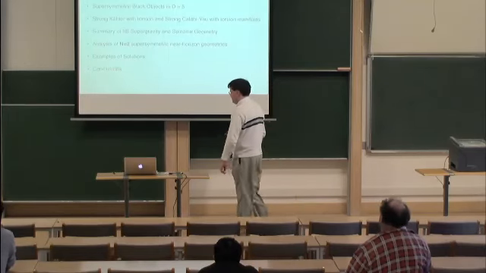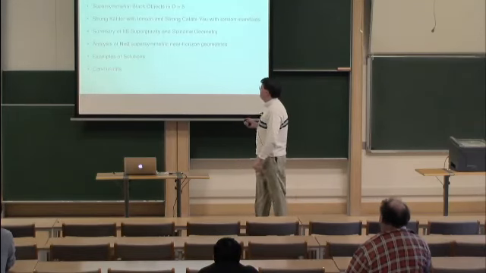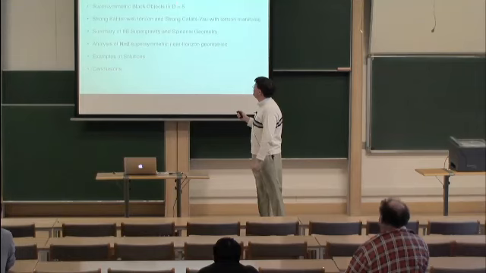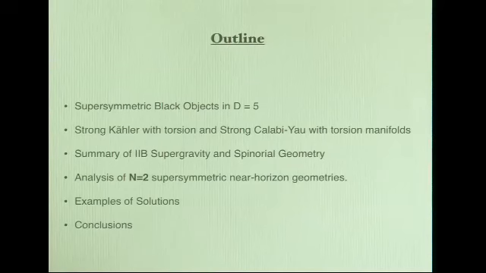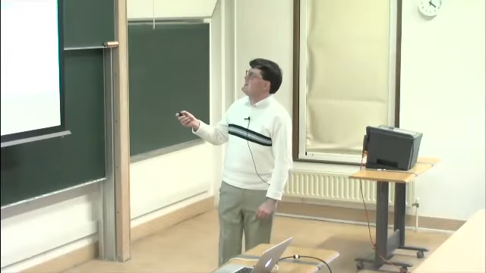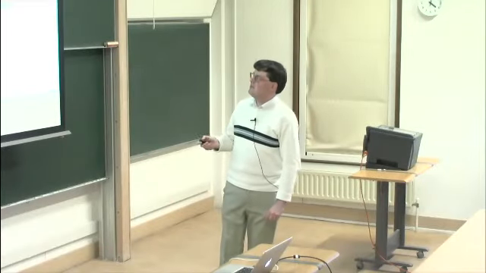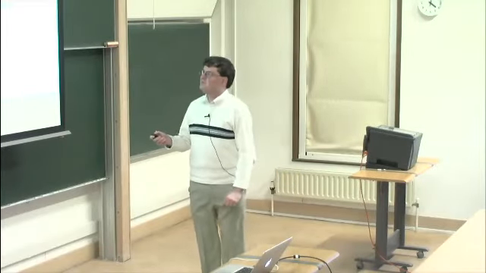Of course, this is particularly interesting in the context of string theory, and the first dimension in which things start to become noticeably different from 4 dimensions is 5. Then I'm going to describe some interesting geometric structures which appear not in the context of 5 dimensions, but in what I'm going to discuss today, 10-dimensional type 2b supergravity. And so these are the geometric structures: strong Kähler with torsion and strong Calabi-Yau with torsion manifolds, which I'm going to discover along the way.